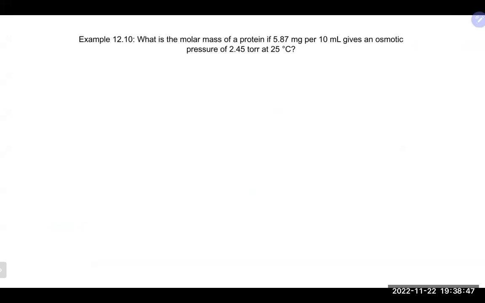So for example, if we wanted to know the molar mass of a protein that is 5.87 milligrams per 10 milliliters, and it gives an osmotic pressure of 2.45 torr at 25 degrees Celsius. This is really just like we talked about in the gas chapter, where you could use the molar mass equation, or you could just use the ideal gas law and solve for units. So if we were to do this, we really do have the grams part off the bat here. Obviously, we do need to convert it from milligrams to grams. The rest of the information is going to go into the ideal gas law.